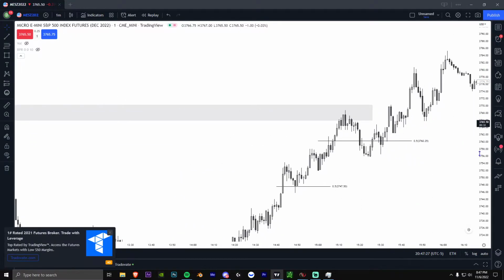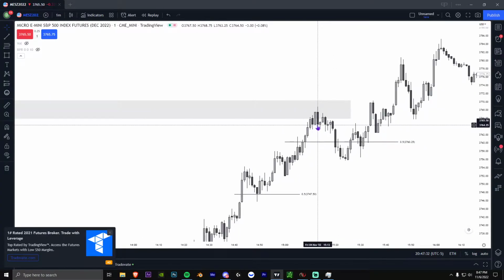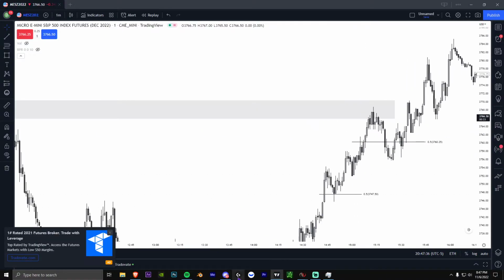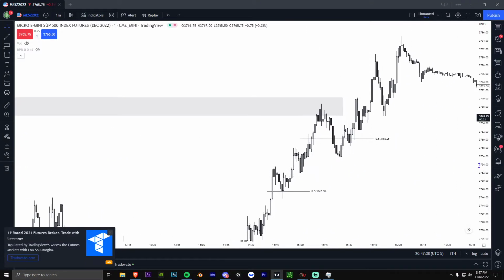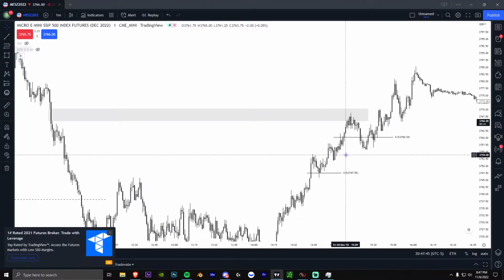And again, you don't have to enter right when we wick up there. You can wait for a rejection candle. So if you saw this rejection candle, boom, that's when you enter and your stop is over it. So you can wait for confirmation in that one too if you want. But again, that was a really nice counter trend scalp. And yeah, those are all my plays from Friday.